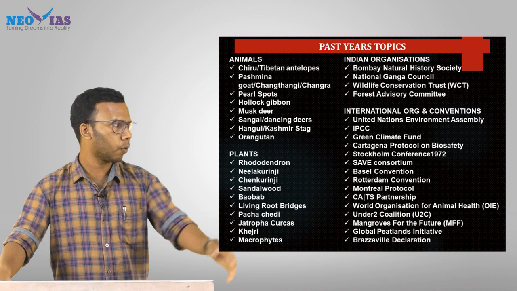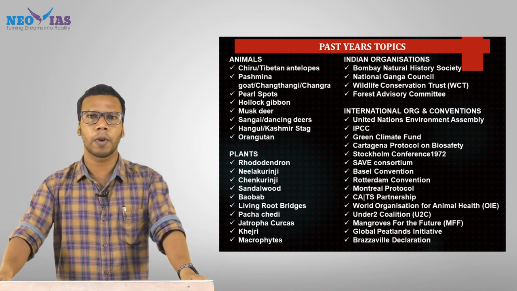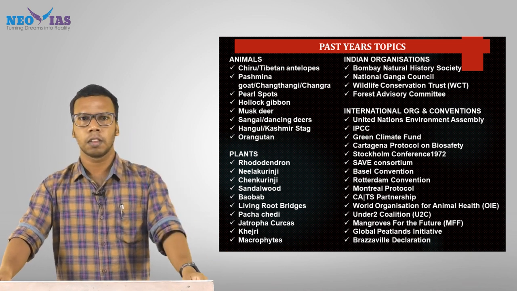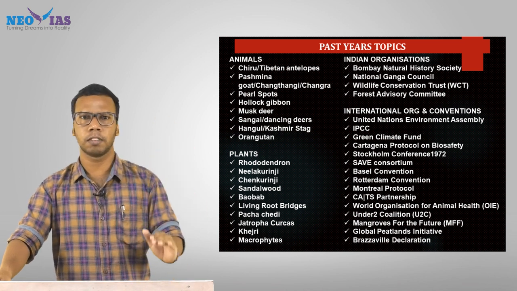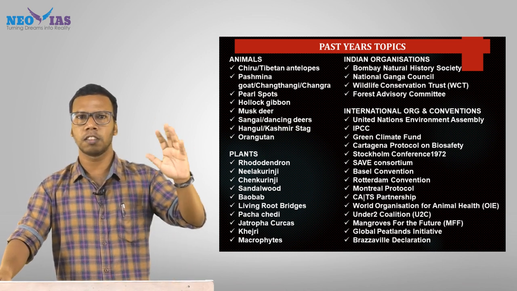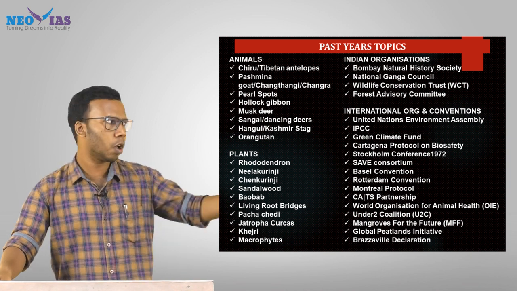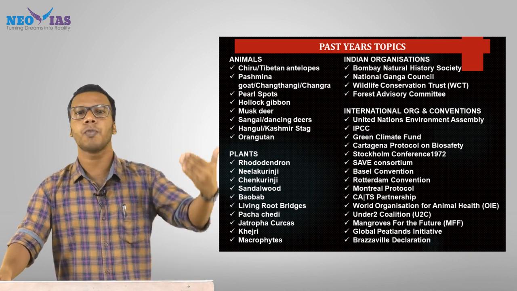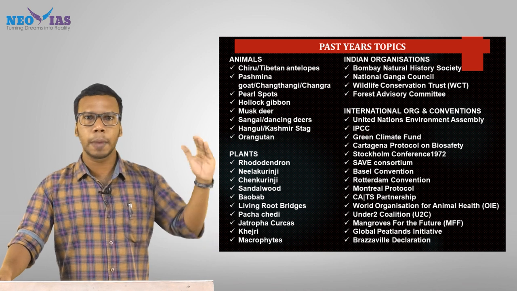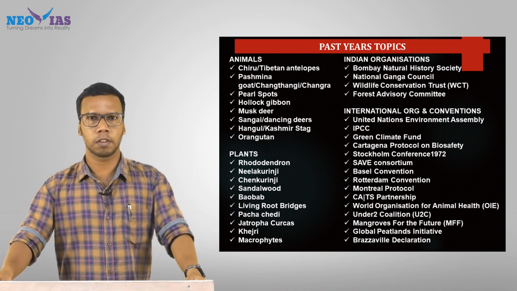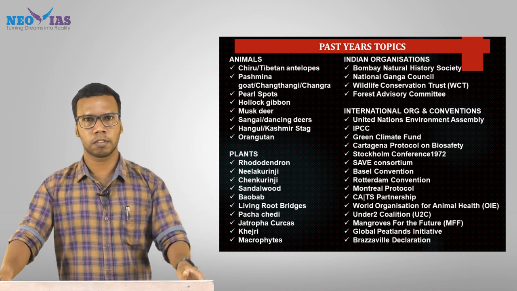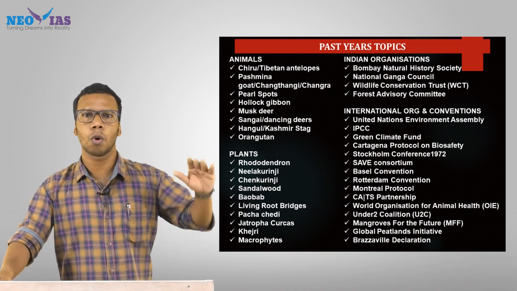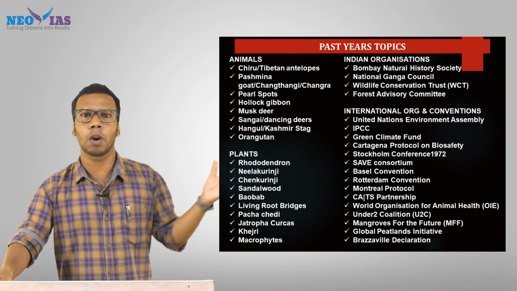Okay, so regarding macrophytes, you need to know what are the macrophytes, what are the types of macrophytes. Macrophytes simply means the aquatic plants. We are having three types of macrophytes: floating, submerged and emergent. What is the role of macrophytes in maintaining the ecosystem? They are controlling the nutrient level of the aquatic ecosystem, so they have a good role in maintaining the ecological balance of the aquatic ecosystem.